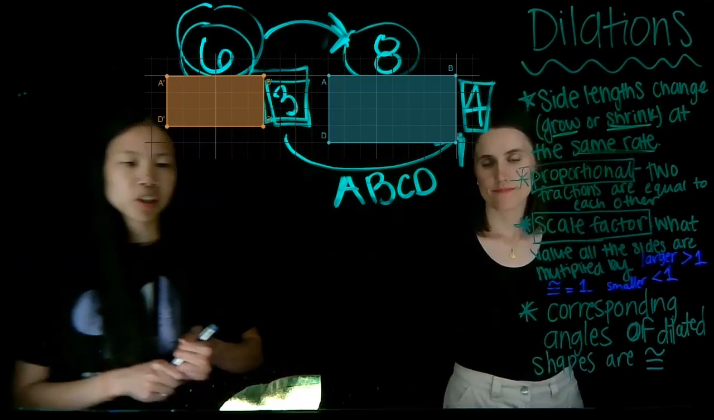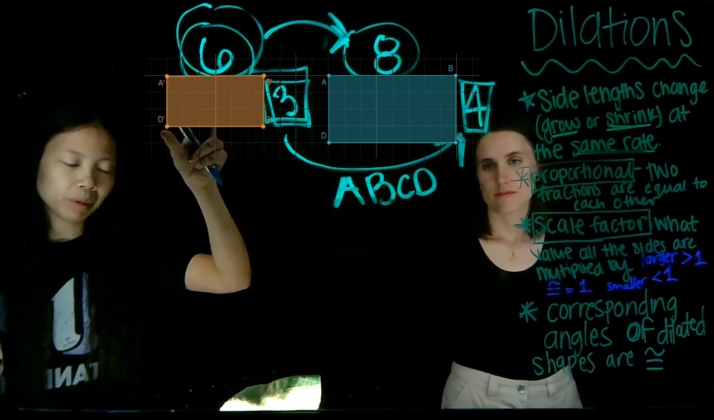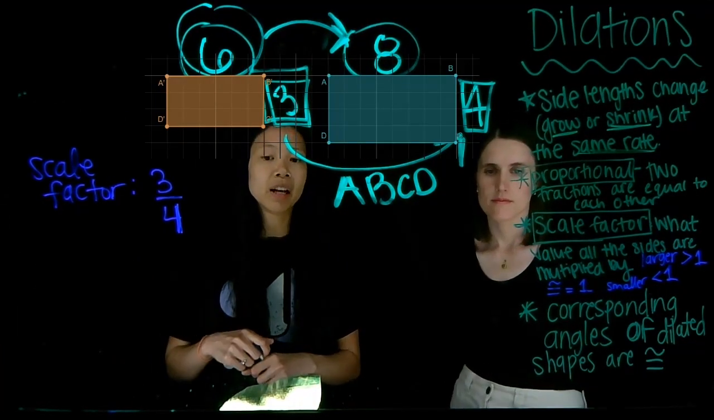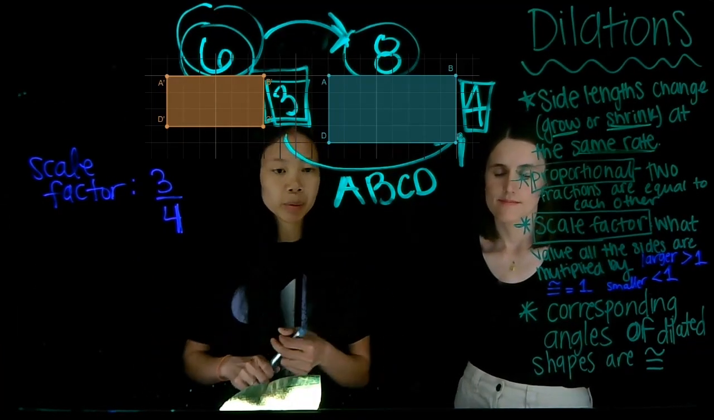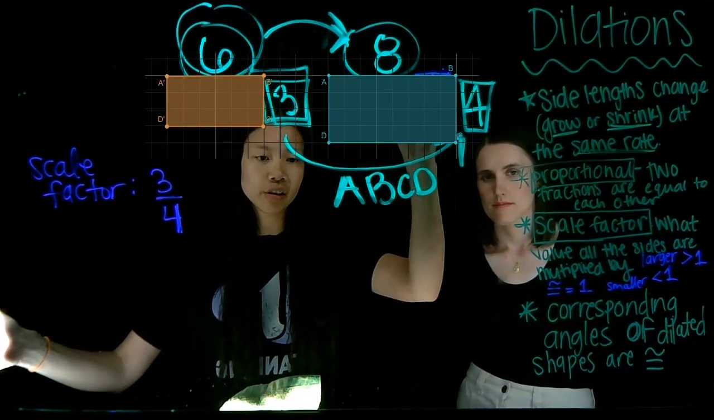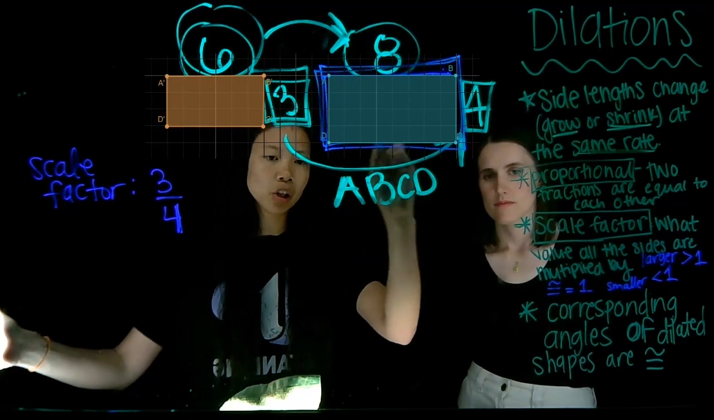All right, so Emma just shared with us that our scale factor from shape ABCD down to A prime, B prime, C prime, D prime is 3/4. Now we're going to talk about how the scale factor affects our perimeter and our area. If you remember, the perimeter of a shape means the outside edges. So if I were to build a fence around this polygon here, I want to know how long it is.